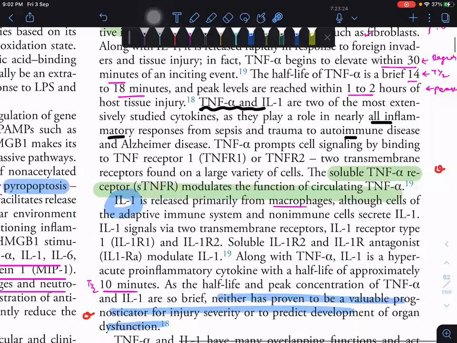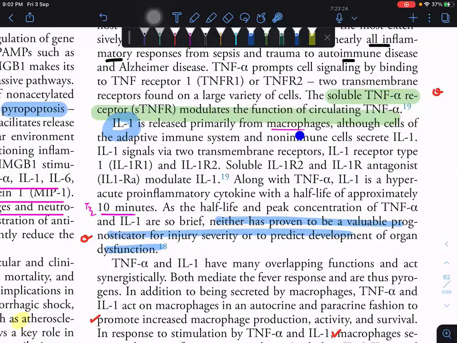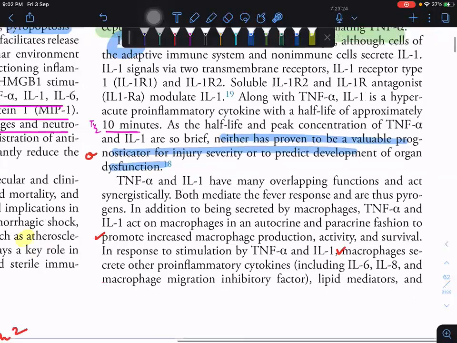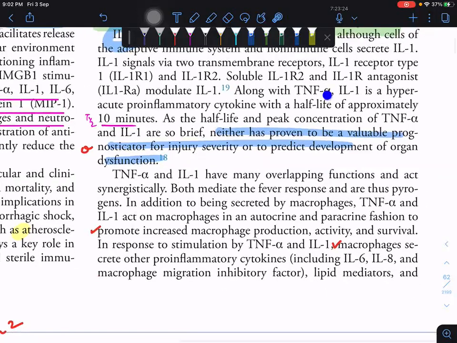And the IL-1 is primarily from the macrophages, although immune system and non-immune system cells also secrete IL-1. Along with TNF-alpha, IL-1 is a hyperacute pro-inflammatory cytokine with a half-life of 10 minutes. So here our half-life is 10 minutes.